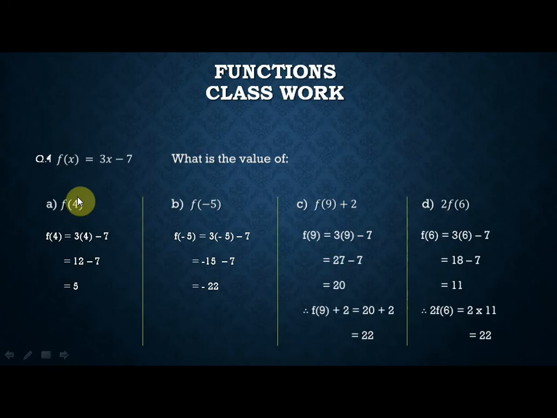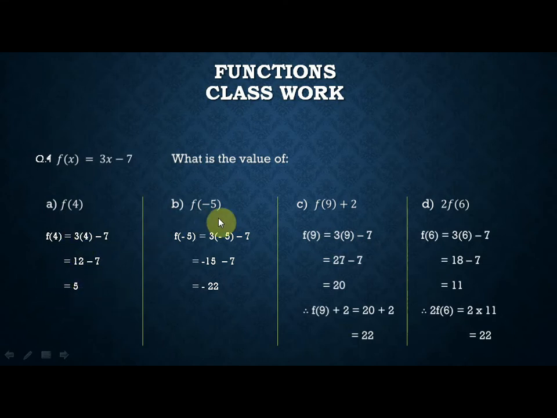So just put this number into the function. If you say f of 4, we use 4 as the value of x. So f of 4 is equal to 3 times 4 minus 7, which is 12 minus 7, you get 5. This is a simple calculation of the function. So f of 4 is 5.